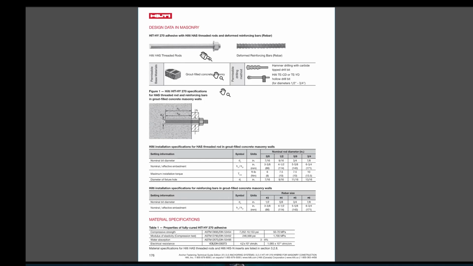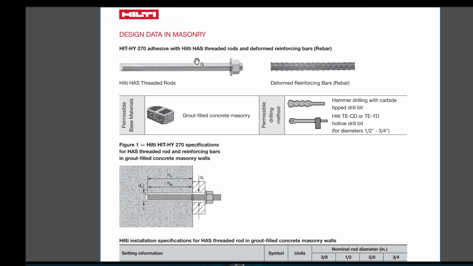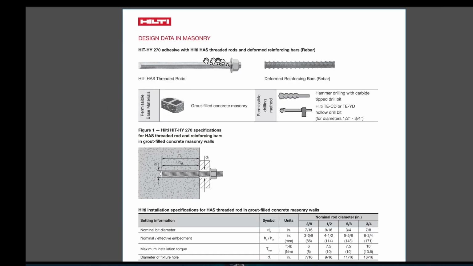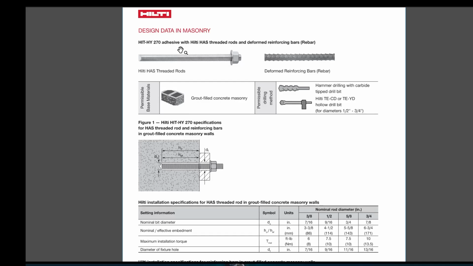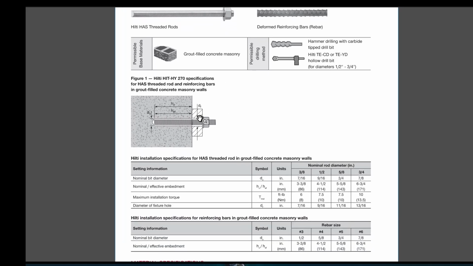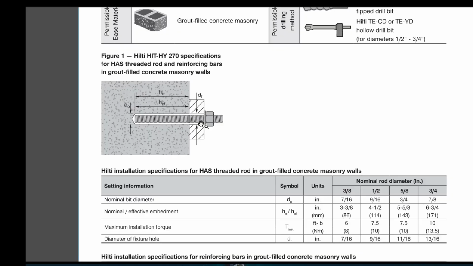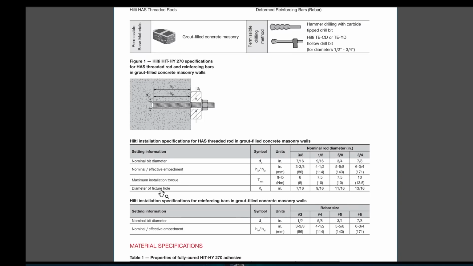On the next page, we have threaded rods and deformed reinforcing bars with Hilti HY 270 adhesive. Permissible base material is grout-filled concrete masonry. Just as we discussed on the previous page, the DF dimension is the diameter of the fixture hole. Here in the table, for 3/8 rod diameter, the minimum fixture hole diameter will be 7/16, like that. For 3/4 they are mentioning 13/16 here.